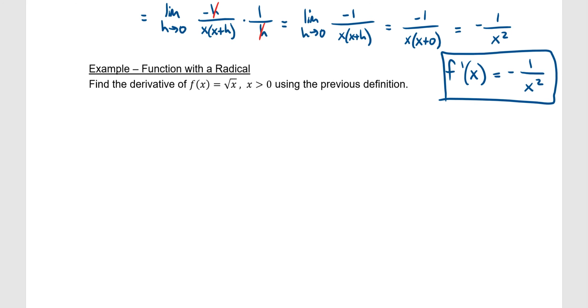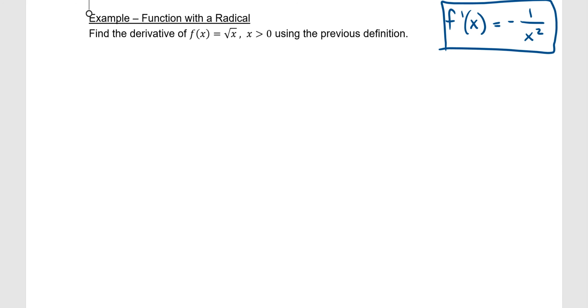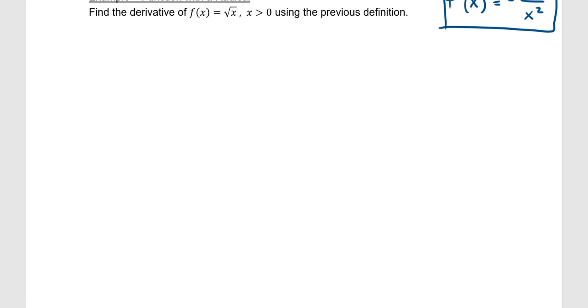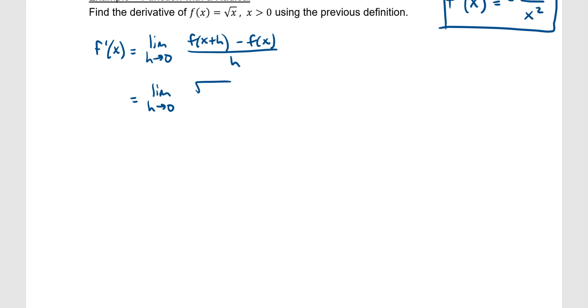Okay, and now for the next example, it's a function with a radical. And our function here is f of x equals the square root of x. And we're using this same definition, the limit definition of the derivative. And this one is going to be an easy one to plug in, so let's go ahead and do that. f of x plus h is just going to be the square root of x plus h minus f of x, square root of x, all over h.